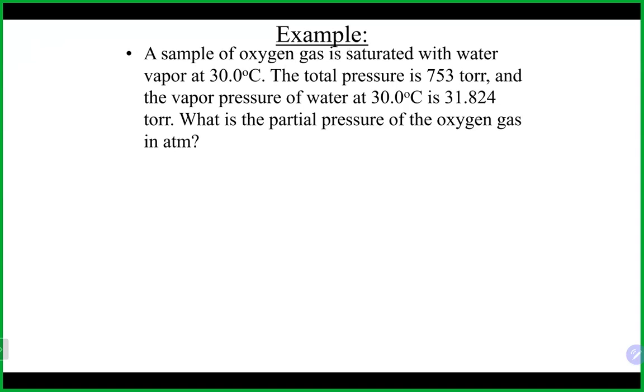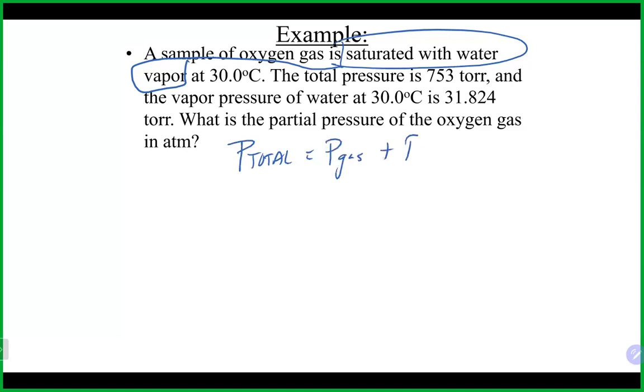So the key words here when we read this, as I mentioned a second ago, is this part of it. It is saturated with water vapor. So that basically means you collected your gas over water, like we were just talking about. So the total pressure is going to be equal to the pressure of the gas plus the vapor pressure of water. And in this case, the gas we're really looking at is oxygen.